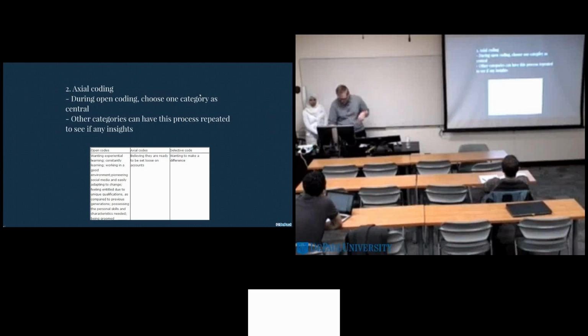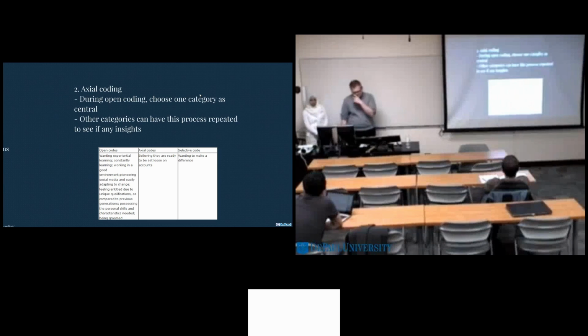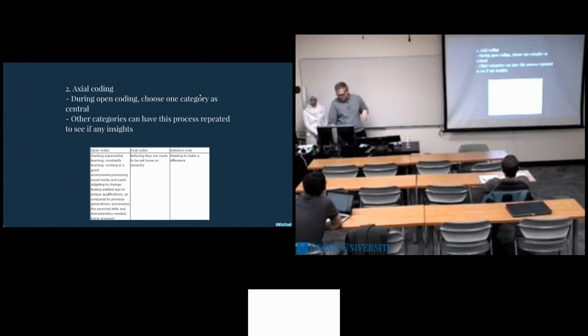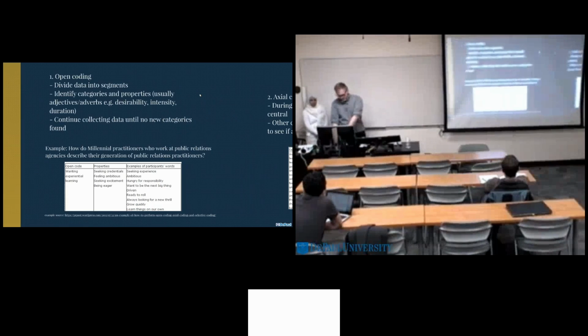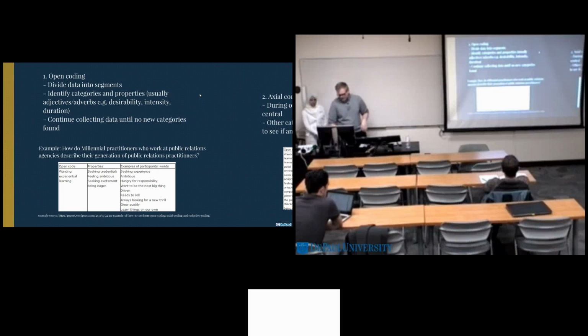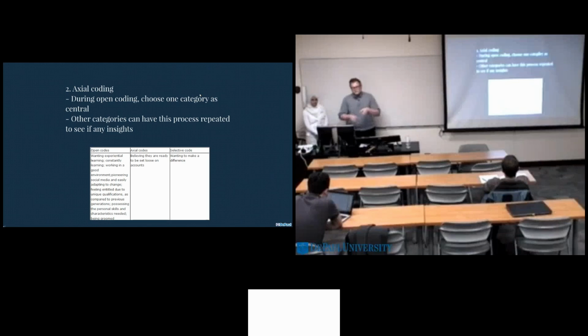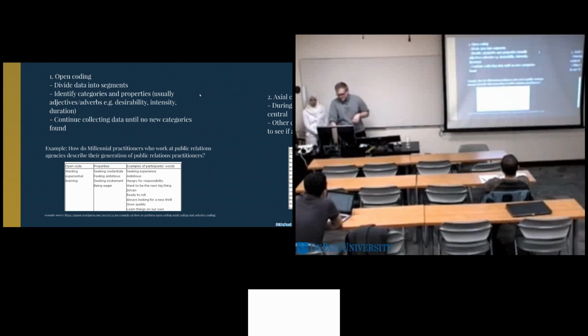The next step is axial coding, in which you choose a single category from back here, and then you dive a little bit deeper into that, and you try to revolve your study around that single code. So an example here is, okay, these people want to make a difference, and then you could axial code that as they're ready to set loose on accounts. They want to make some difference in public relations.